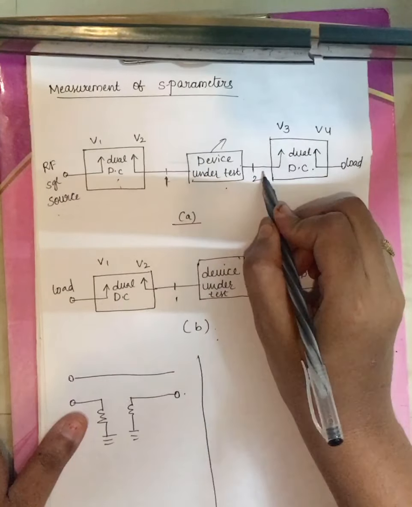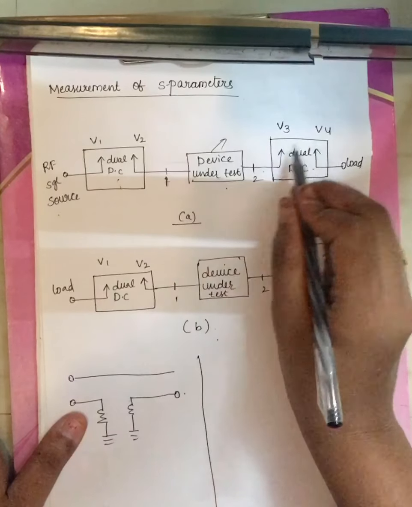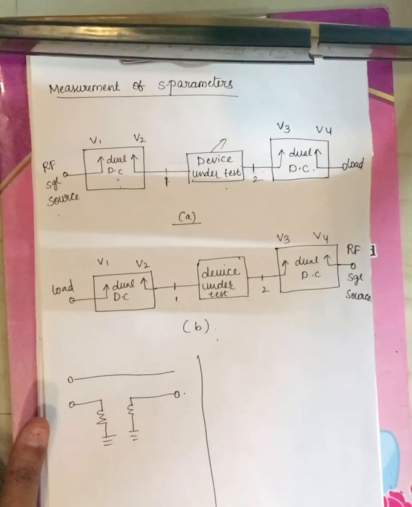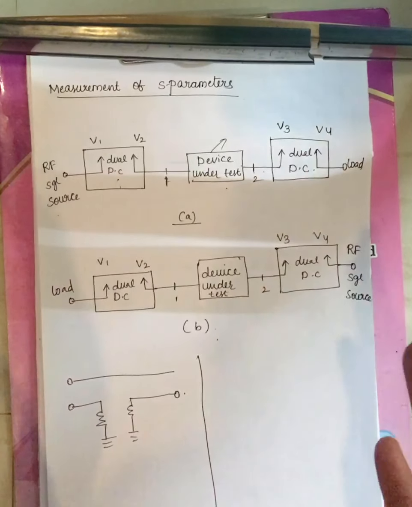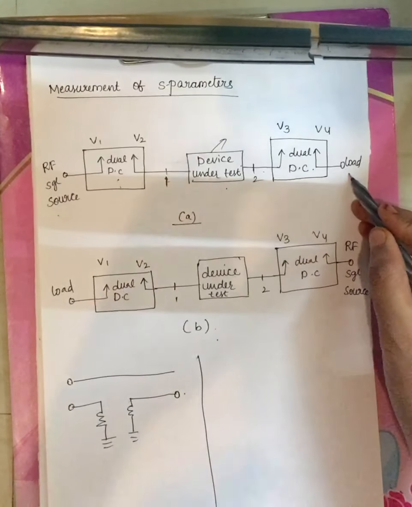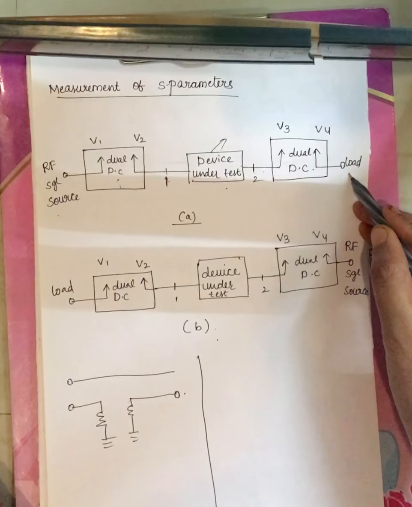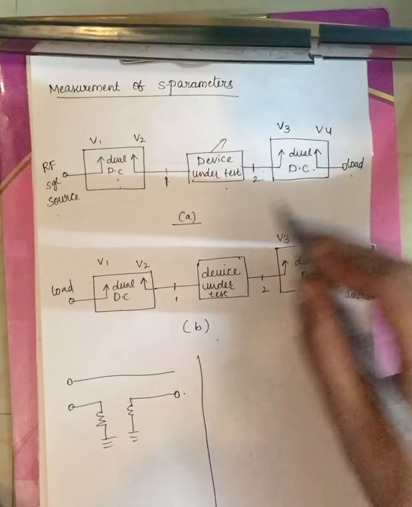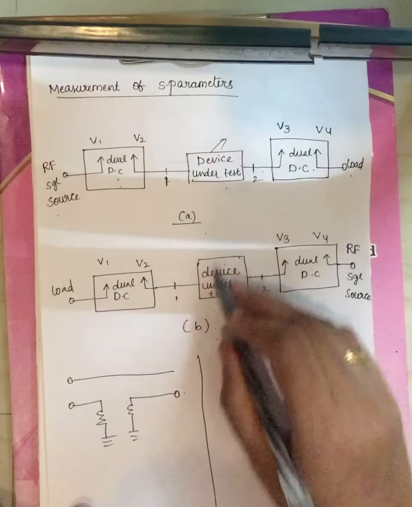Now the output of the device under test is again connected to a dual DC, a dual directional coupler, nothing but two directional couplers connected back to back. The output of the second dual DC is connected to the load. Now this is about setup A.